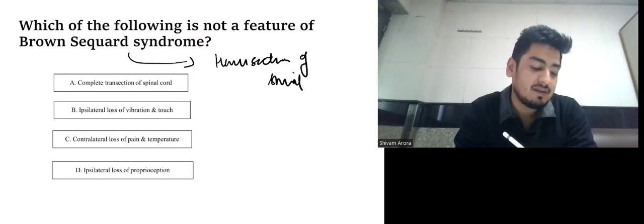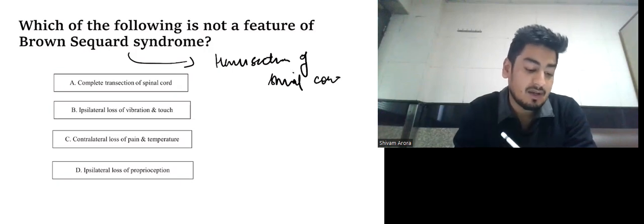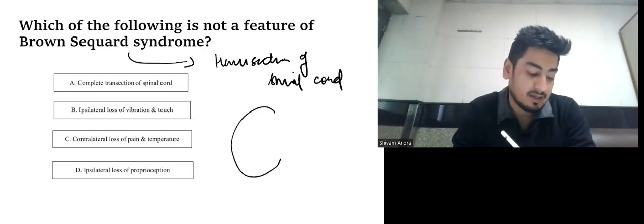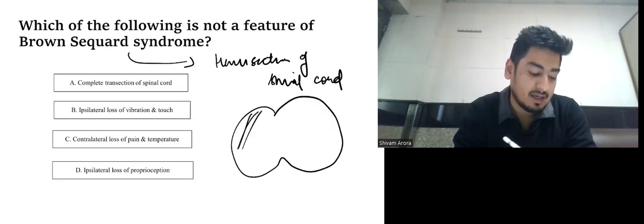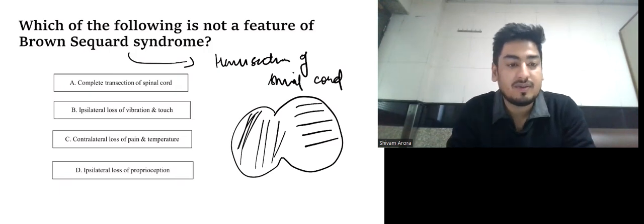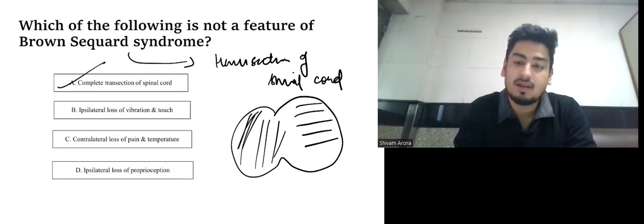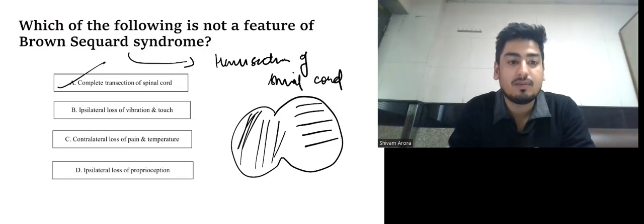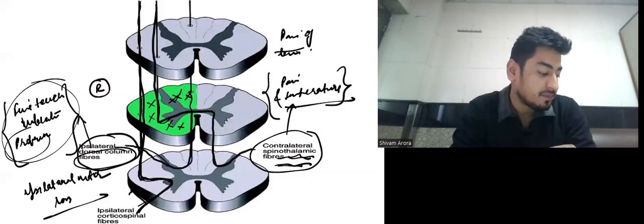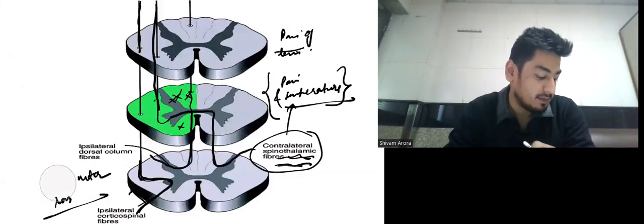The name itself is saying that only one section of the cord is involved. Suppose this is the spinal cord, so either right hemisection or left hemisection. So complete transection of spinal cord is clearly the wrong answer. Now let us discuss Brown-Séquard syndrome. So what happens in Brown-Séquard syndrome?